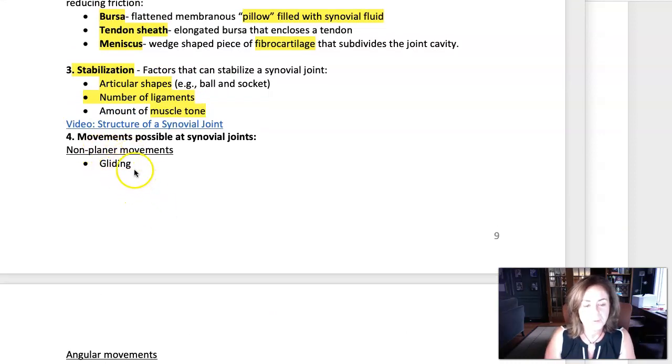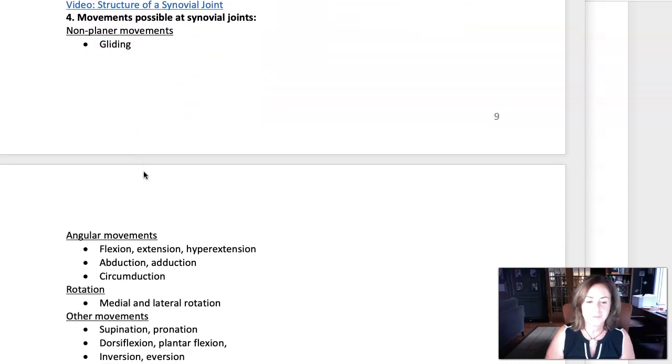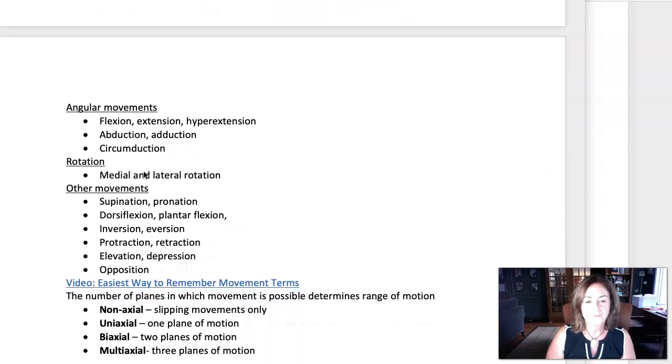So a non-planar movement would be gliding, say like the two carpals just slide over top of each other. That's a gliding movement. Angular movements: flexion, extension, hyperextension. Flexion is reducing the joint angle. And so if my fingers are at 180, then you can see if I reduce the angle, if I take it down to 90, that's flexion, extension. If I go beyond anatomic position, hyperextension.